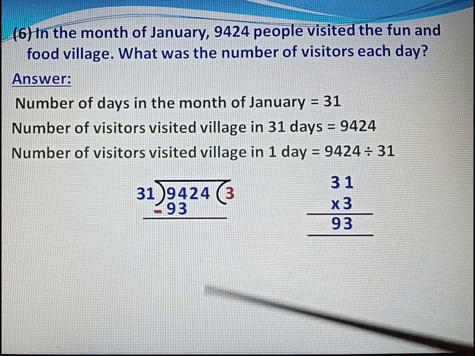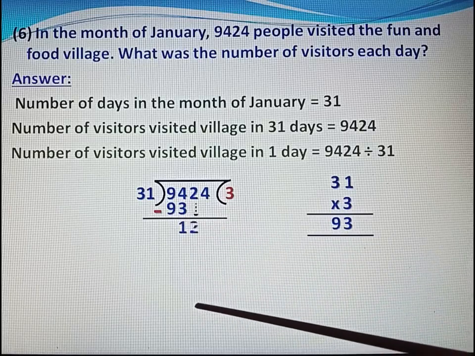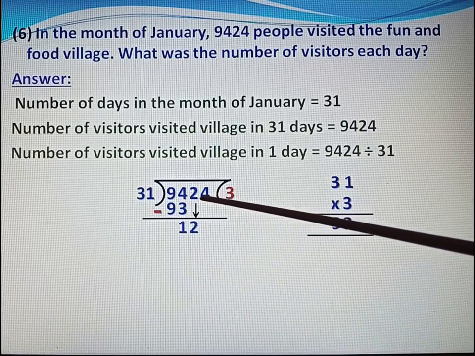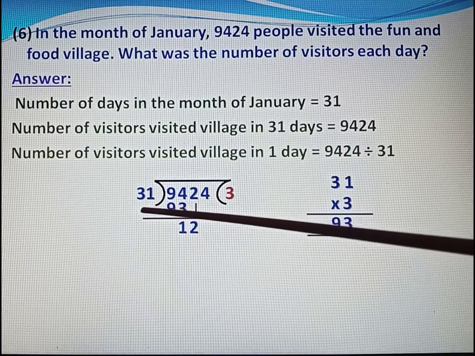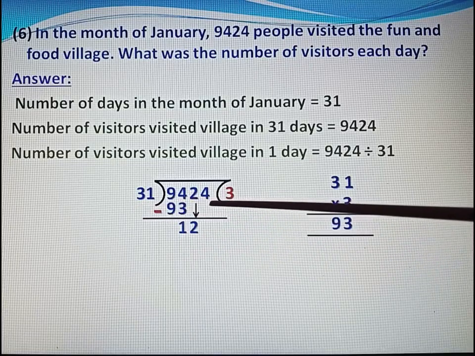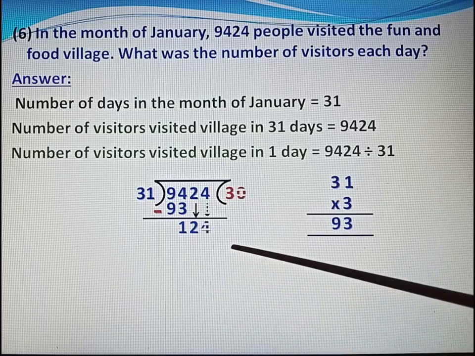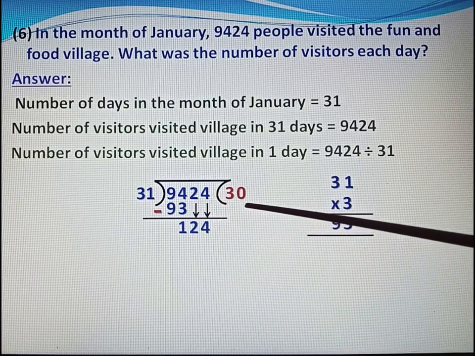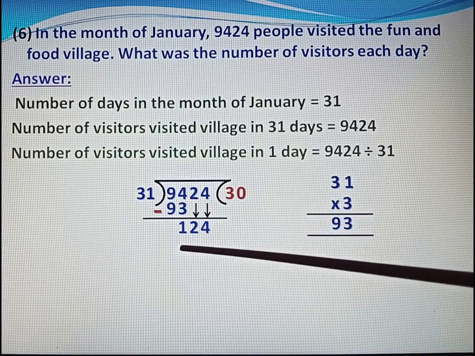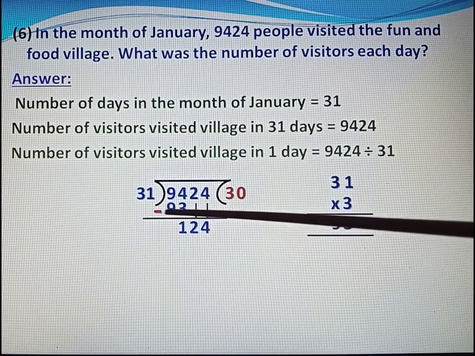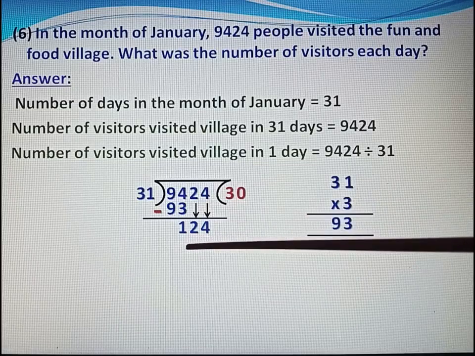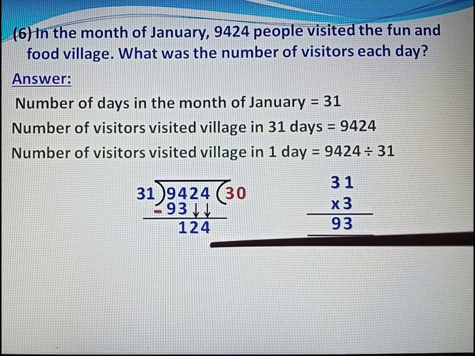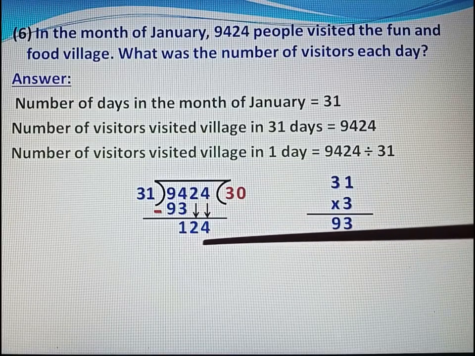See, 4 minus 3, 1, 9 minus 9, 0, and then we will take the next number, that is 2. Right, here 2. The number formed is 12. 12 is less than 31, so we can't multiply, so we will take the next number, that is 4. Right, here 4, but if we write 4 then we will put 0 in the quotient also. The number formed is 124. Now again we will multiply 31 by that number so that it is equal to 124 or less than 124. It should not be greater than 124.